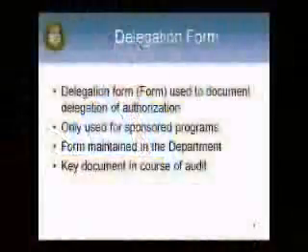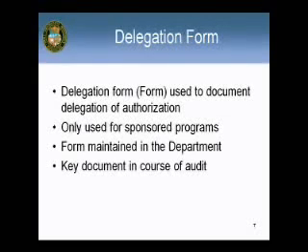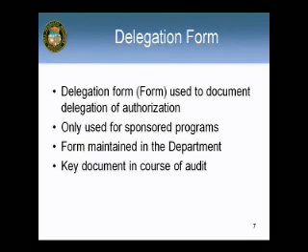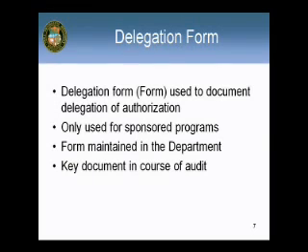Okay, we're going to talk about the delegation form now. Hopefully you have a copy of this in your packet. I'm going to cover the way it looks in just a second, but let's talk about the form itself real quick.